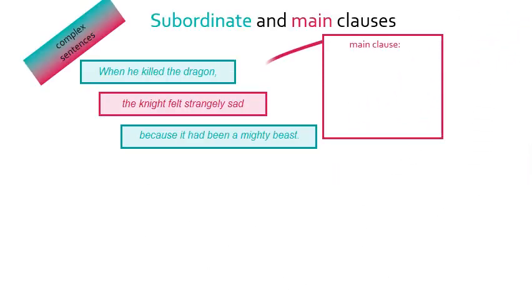Now we move to the subordinate and the main clauses. Now in detail, I'm going to explain for you what is the subordinate and what is the main clause. Let's take also this example. Here I have a complex sentence. I'm going to tell you that directly. I have a complex sentence. When he killed the dragon, the knight felt strangely sad because it had been a mighty beast.